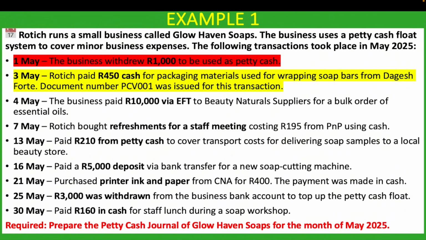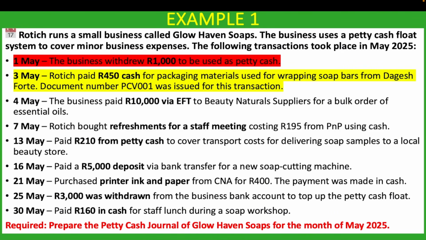On the 4th of May, the business paid 10,000 Rand via EFT to Beauty Natural suppliers for a bulk order of essential oils. And I would like you to pause the video here, attempt to do the rest of the questions, identify which one goes into the petty cash, and try and put it in the petty cash account. And once you're done, you can press play and mark yourself and see how well you have done. And I can tell you that you'll be in a much better position than someone who's just following along, because you will see where your understanding is and where you may be going wrong.